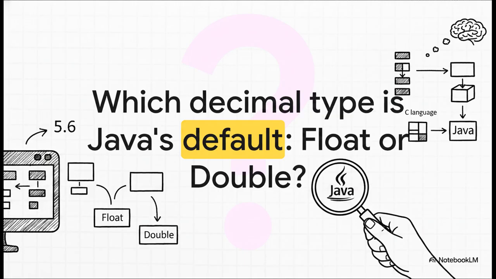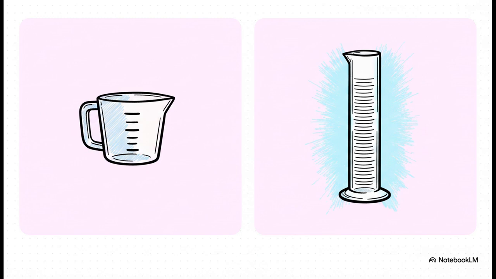Now, if you've programmed in older languages like C, you might have a guess, but remember, Java kind of does things its own way. Well, if you guessed double, you're absolutely correct. Java defaults right to double. Let's compare them. A float takes up 4 bytes of memory, which is great for saving space, but it has limited precision after the decimal point. A double, on the other hand, takes up a full 8 bytes. So why would Java favor the larger container by default?